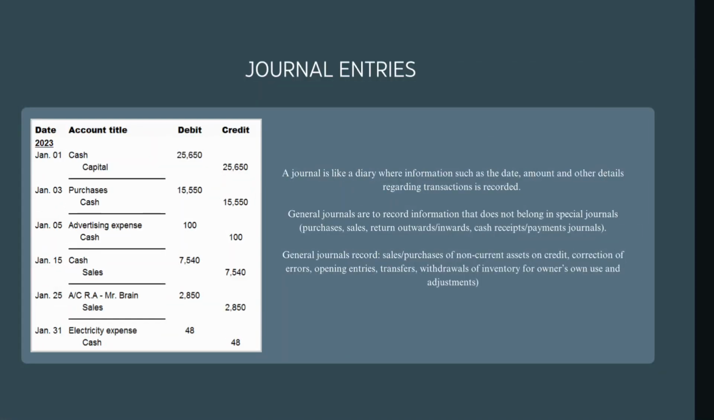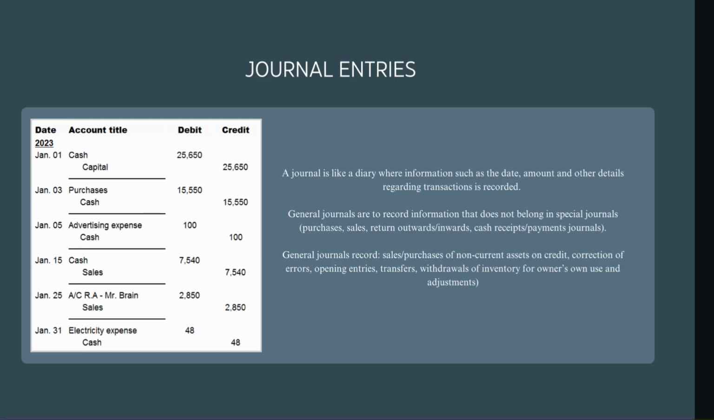Firstly is to record information in a journal. A journal is like a diary where information such as the date, amount, and other details regarding transactions is recorded. General journals are to record information that does not belong in special journals, such as journals for purchases, sales, return outwards or inwards, cash receipts or payments.